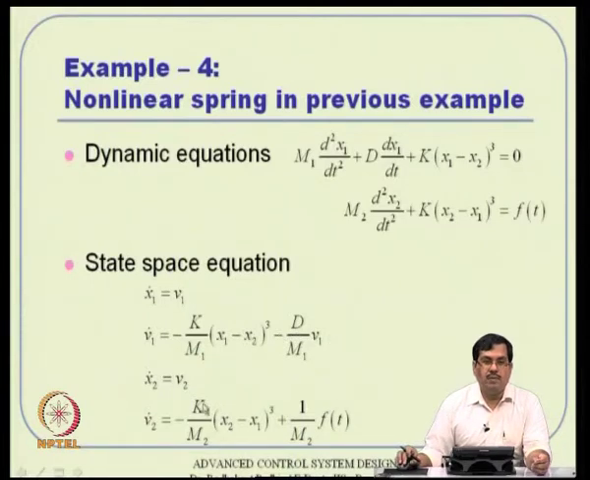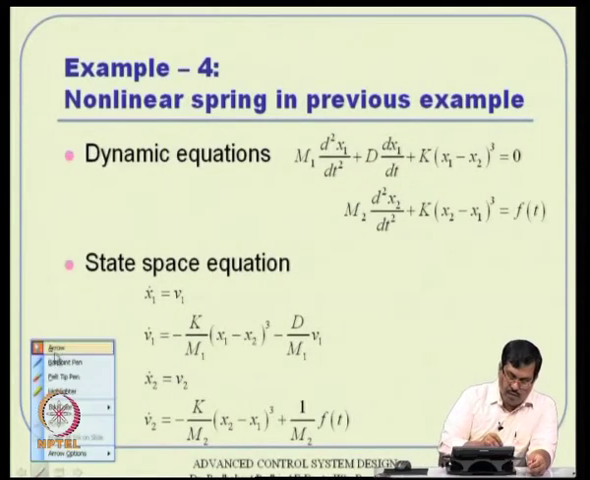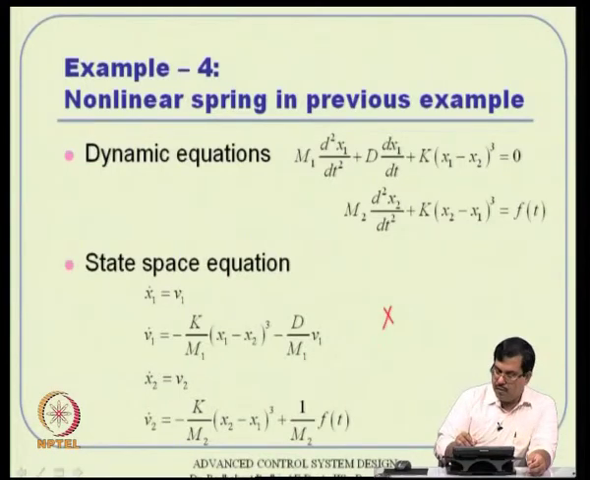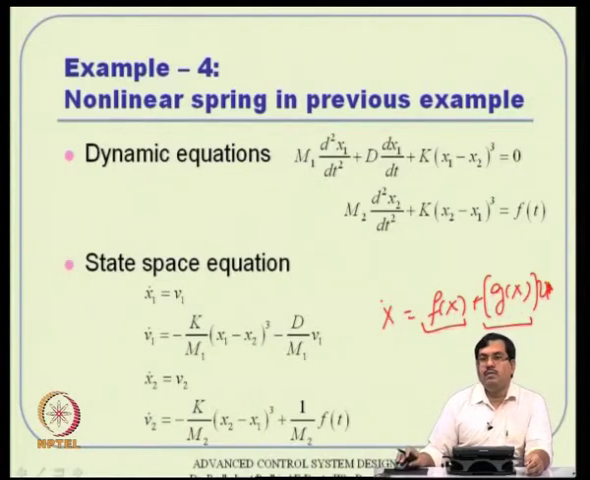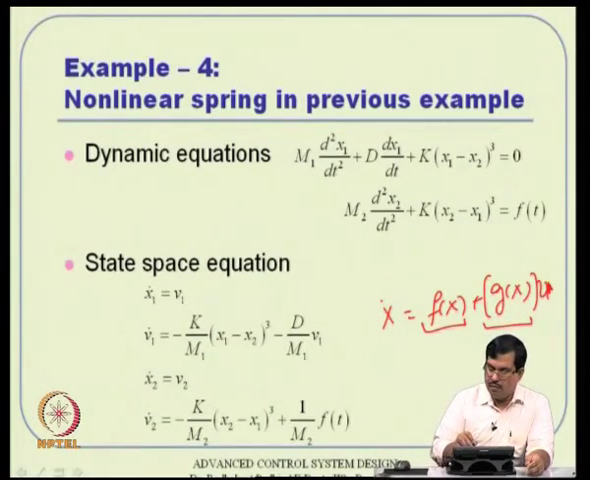By the way, it is possible to write this example in the form of f of x plus g of x times u. What I mean is it is possible to write in the form of x dot equal to f of x plus g of x, which is a matrix, times u. Okay, this is u, so this is a vector. This is a matrix rather. That is my u vector actually. So, this is a specific form which is called control affine form.